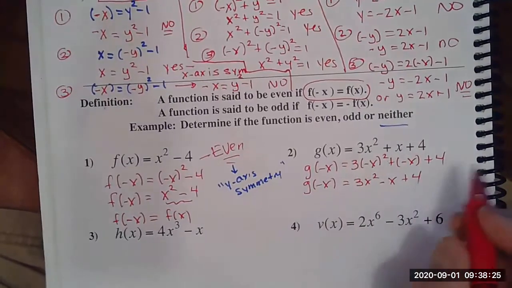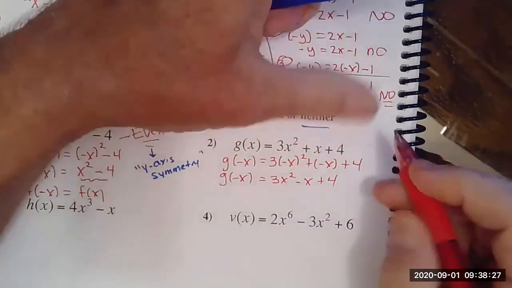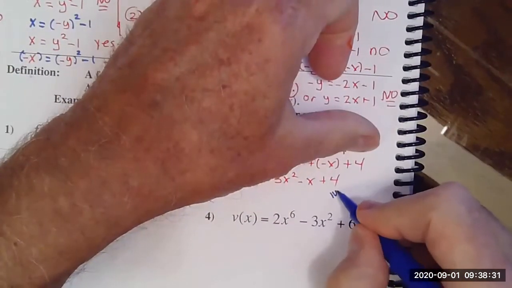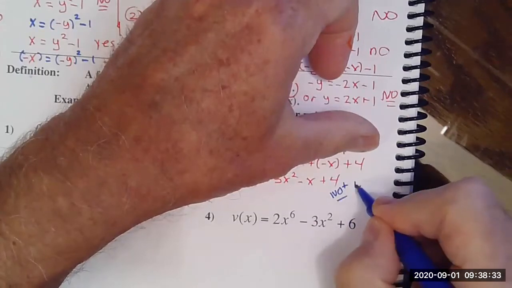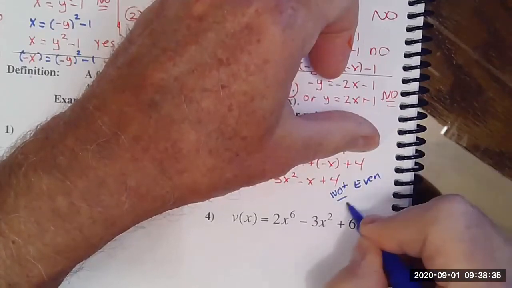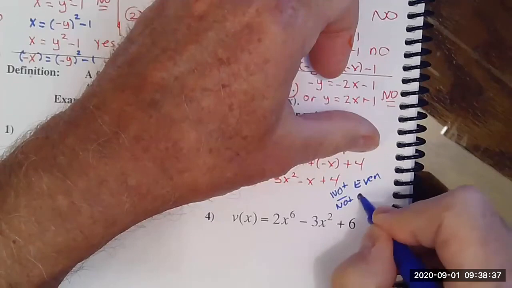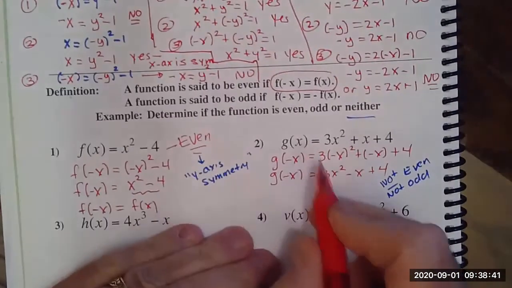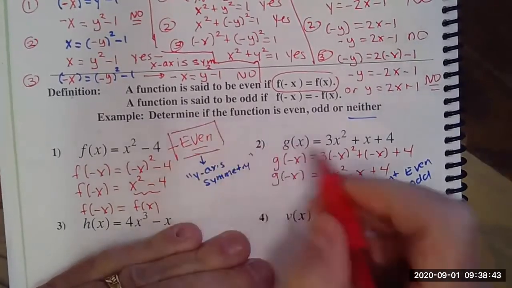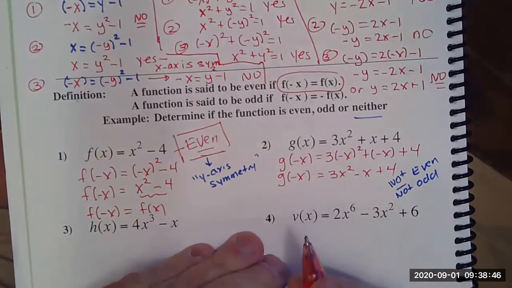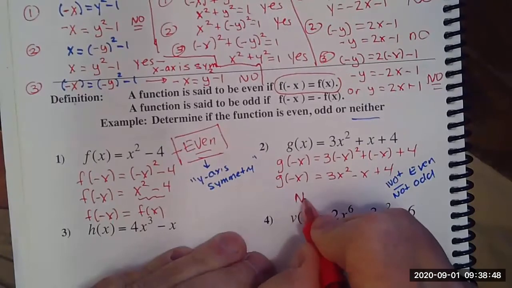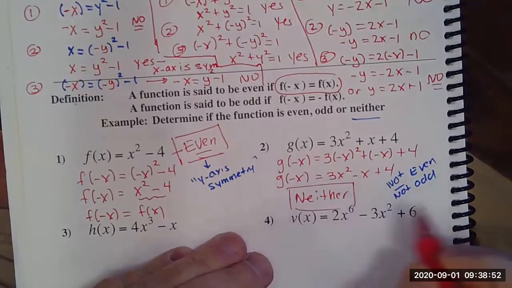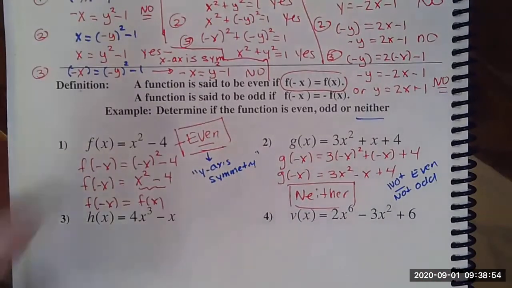So not odd. So I'm going to say not odd, not even, not odd. So the answer would be neither. That's what you'd end up saying. So the answer here would be even. I said it wrong. The answer is neither, because it didn't turn out to be odd or even. So you say neither.